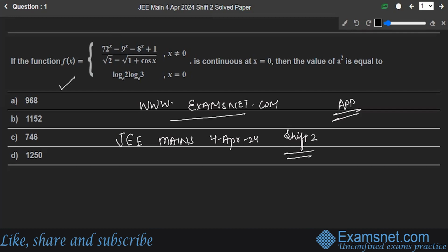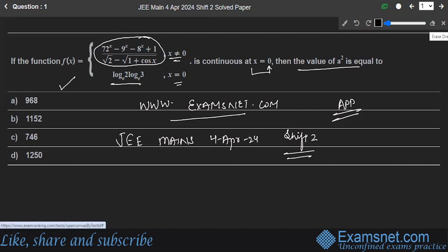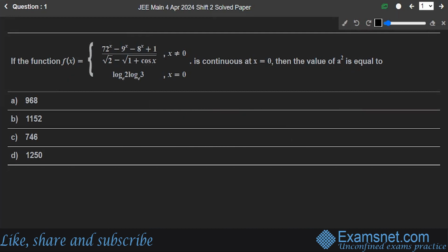It says that the function f(x) is given by this when x is not equal to 0 and this when x is equal to 0, and it is continuous at x equal to 0, then the value of a square is equal to. Three things are given: this is the function when x is equal to 0, this is the function when x is not equal to 0, and the function is continuous at x equal to 0. So that means the limit as x approaches 0 of f(x) is equal to f(0), simply if it is continuous.